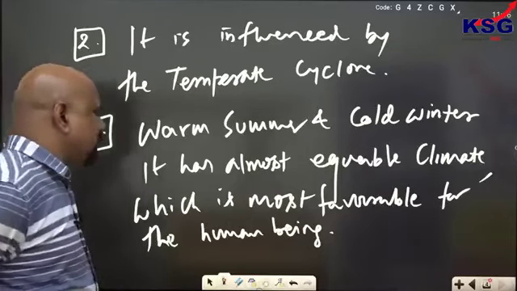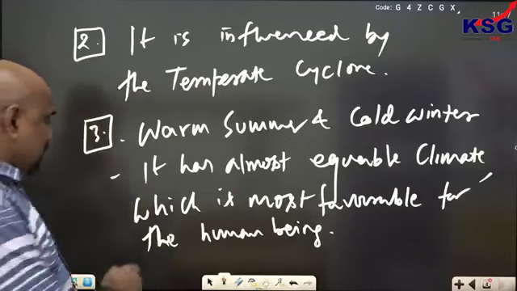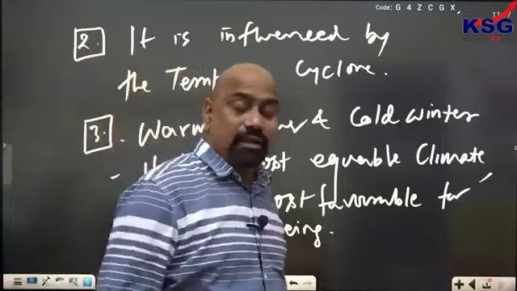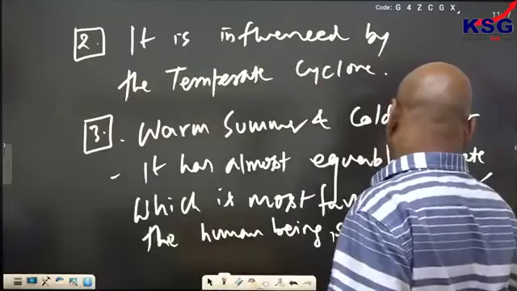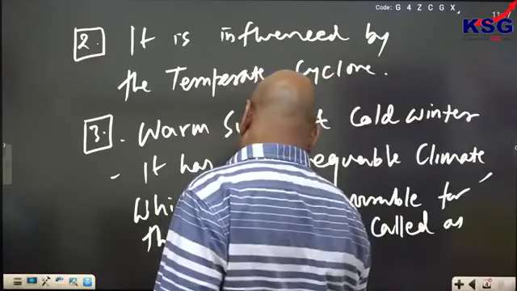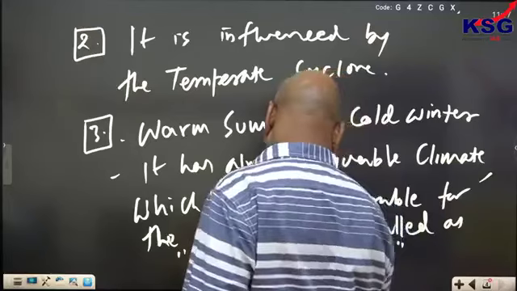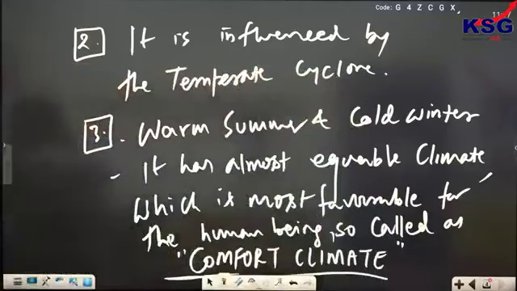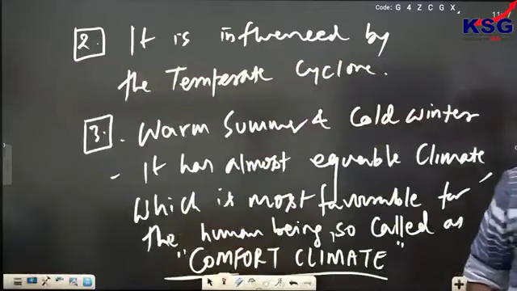Warm summer, cold winter, it has an almost equable climate, which is most suitable for human beings. So it is so-called the comfort climate. What do you call it? Comfort climate. It is also otherwise called the comfort climate. Generally, it is called the comfort climate.